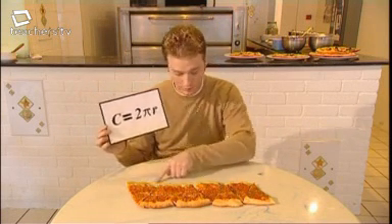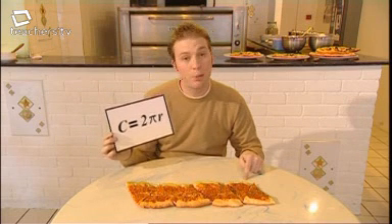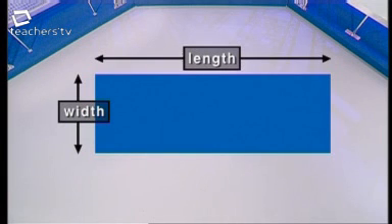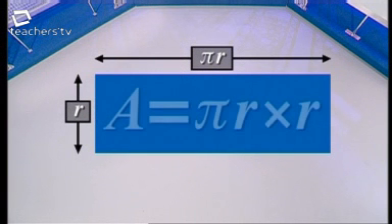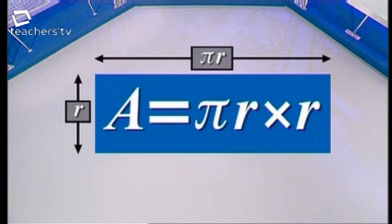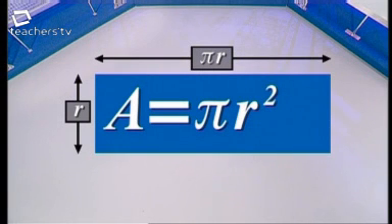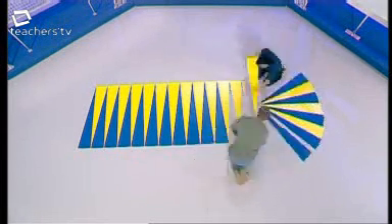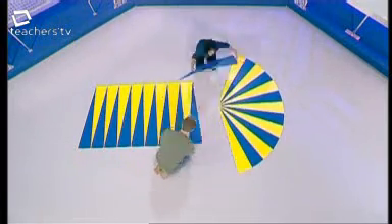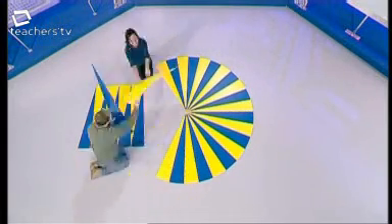So the length is half of that, which is just pi r. That makes the length pi r and the width r. So the area of the rectangle is pi r multiplied by r, which is pi r squared. So the area of the circle we started with must be pi r squared as well.